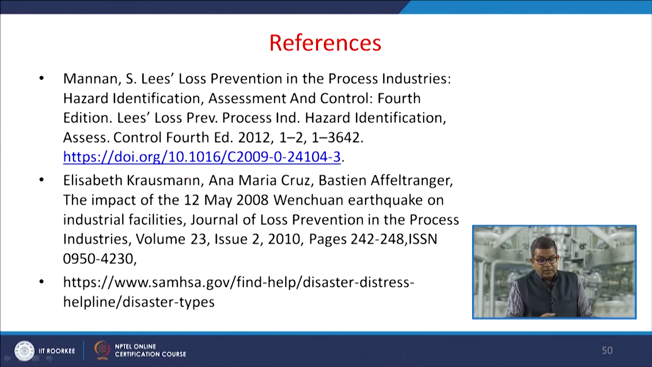In this particular lecture, we have discussed earthquake issues as a reference with respect to natural hazards or natural calamities which may put any chemical plant at stake. If you are interested, you can see the different references which we have listed in this slide.